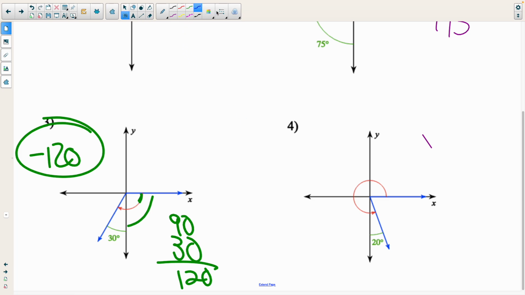All right, and then lastly here, I see 270 if I look from there to there. All right, 3/4 rotation, I know is 270, but I have to go 20 degrees more. So this would be positive 290 degrees. Positive because when you trace it, it goes up.